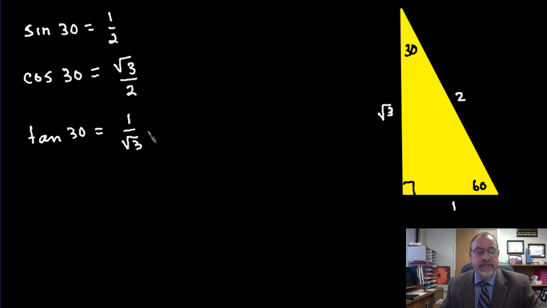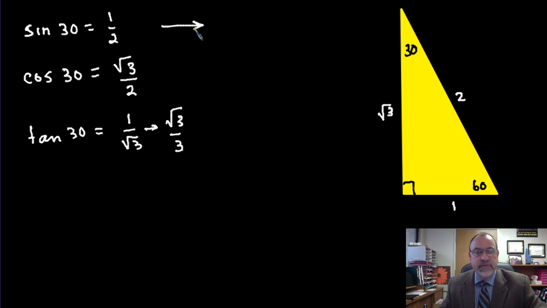Now, a note about this tangent ratio: we have a radical in the denominator, and as a final answer we would rationalize this. So sometimes you'll see it looking like this, and sometimes you'll see it looking like this. You're going to need to be able to recognize both. Okay, so those would be the sine, cosine, and tangent of the 30-degree angle.